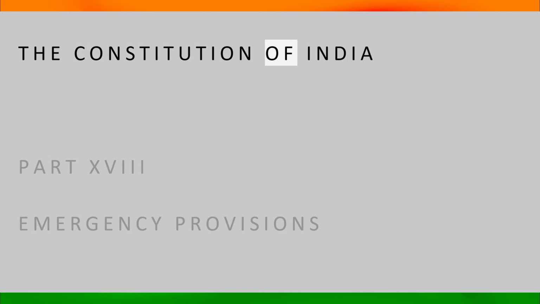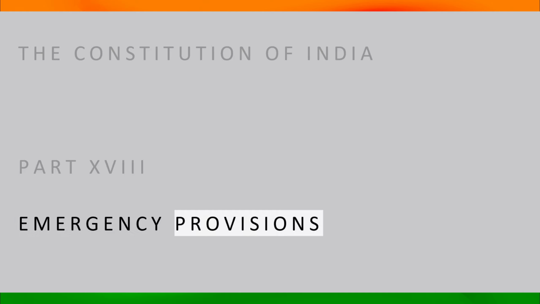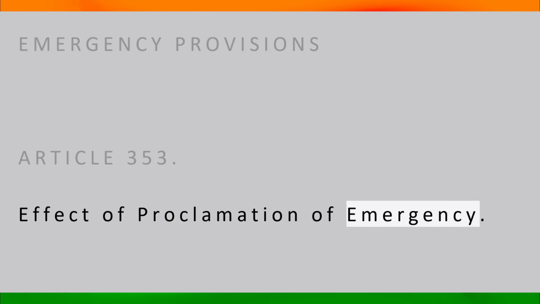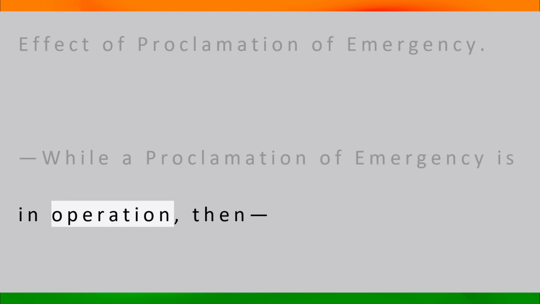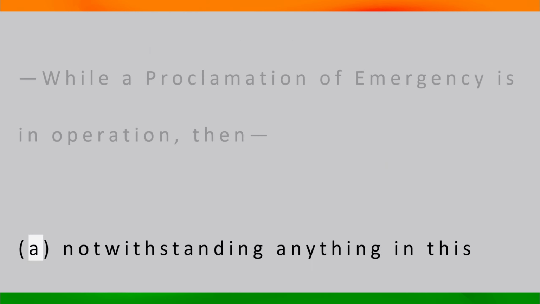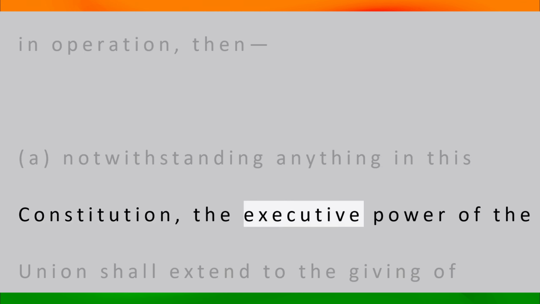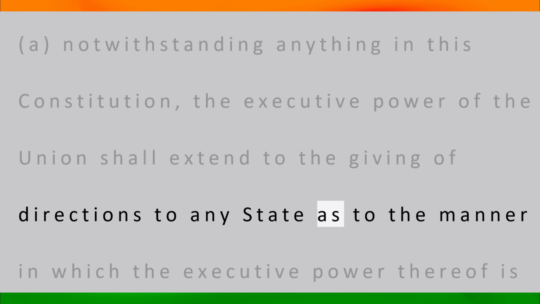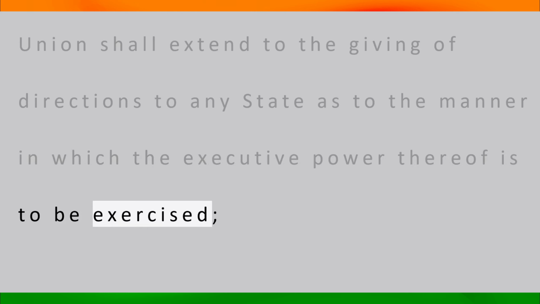The Constitution of India. Part 18. Emergency Provisions. Article 353. Effect of Proclamation of Emergency. While a proclamation of emergency is in operation, then A. Notwithstanding anything in this Constitution, the executive power of the Union shall extend to the giving of directions to any state as to the manner in which the executive power thereof is to be exercised.